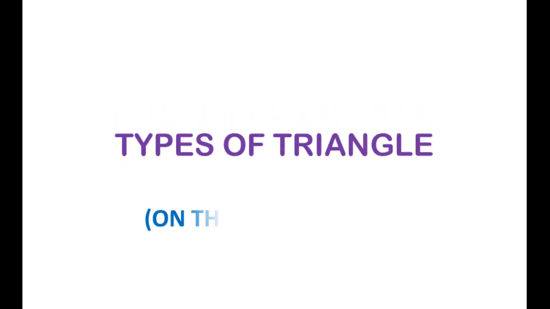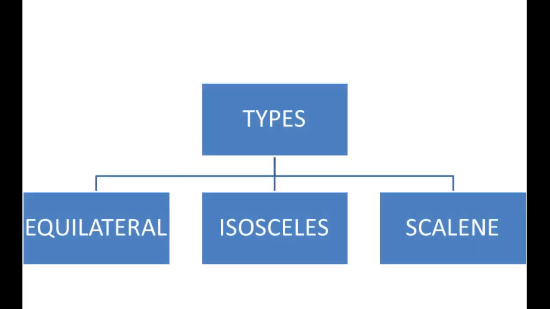Okay, so now we will be moving on to the discussion of the types of triangles. Firstly, triangles are classified on the basis of sides. So what are they? Let's have a look. There are three types of triangles if we categorize it on the basis of sides. First is equilateral, second is isosceles, and third is scalene. So let us discuss these one by one. What is equilateral, what is isosceles and what is scalene.